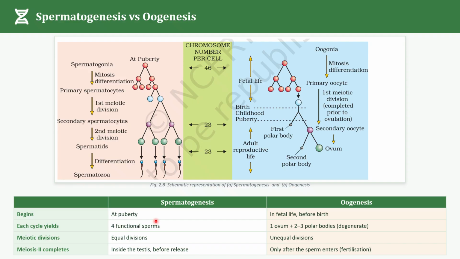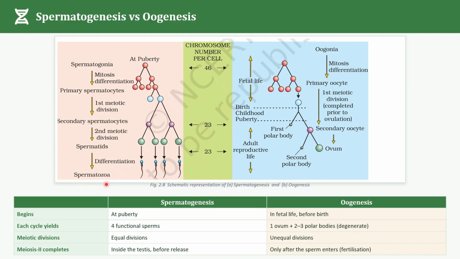Spermatogenesis versus oogenesis. I'll explain this flow chart, children. In step 1, the spermatogonia, that is 2n equal to 46, divide by mitosis. Then they develop into primary spermatocytes, that is 2n. Then meiosis 1 occurs and produces two secondary spermatocytes, that is n equal to 23. In meiosis 2, it produces four spermatids, n equal to 23. Then the spermatids differentiate into four mature spermatozoa through the spermiogenesis process.